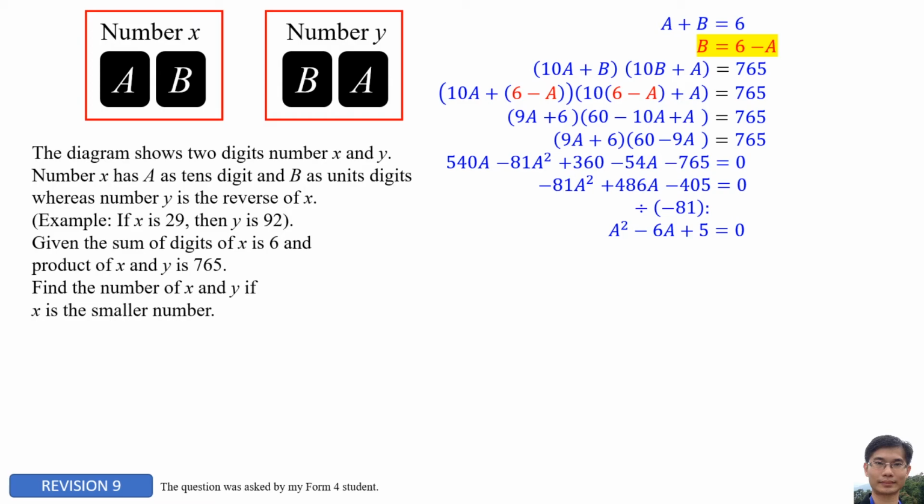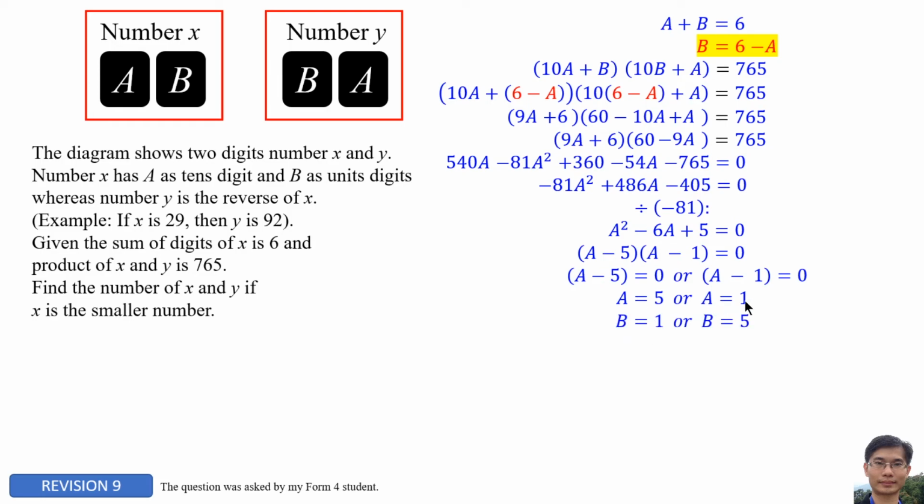After that, we solve the quadratic equation. And we get a equal to 5 or a equal to 1. We are given that b equal to 6 minus a. So when a equal to 5, b is equal to 1. When a equal to 1, b is equal to 5.